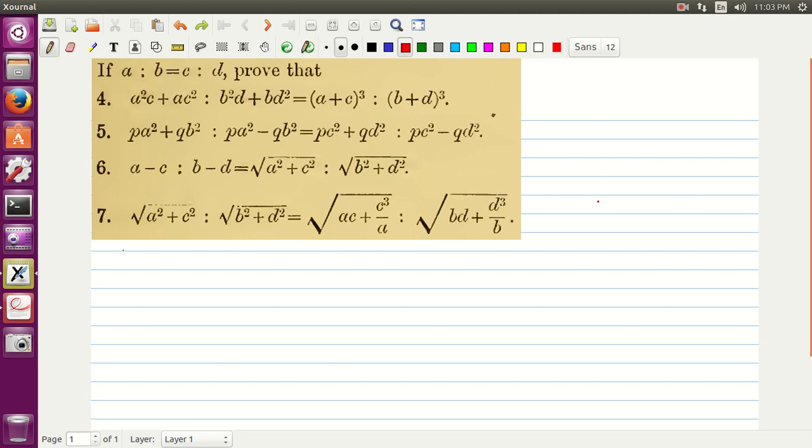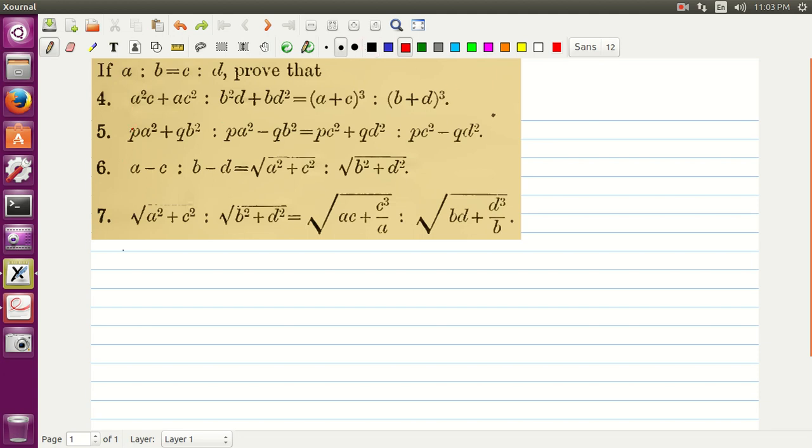Okay, so we have problem numbers 4, 5, 6 and 7 from chapter 2 of Hall and Knight's Higher Algebra. In all these problems, it is given that A is to B is equal to C is to D. Given that this is true, we have to prove 4, 5, 6 and 7. That is, we have to prove these relationships.